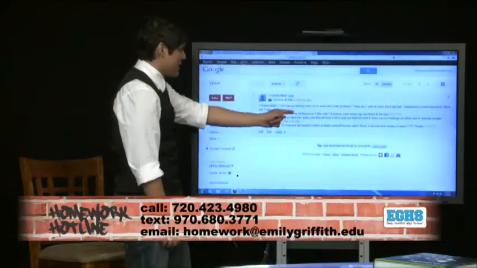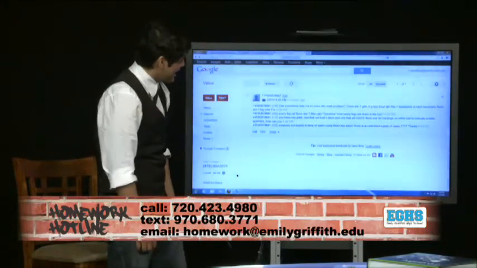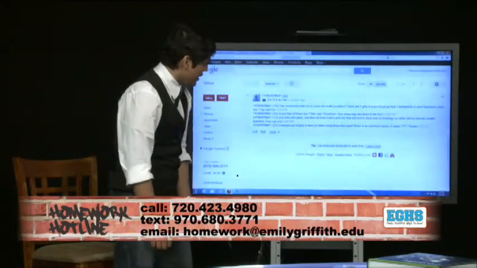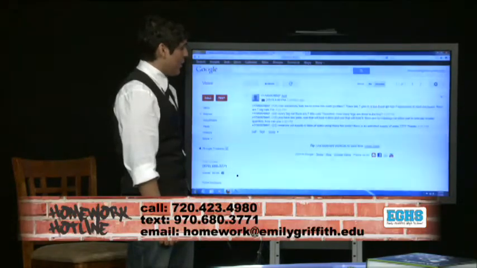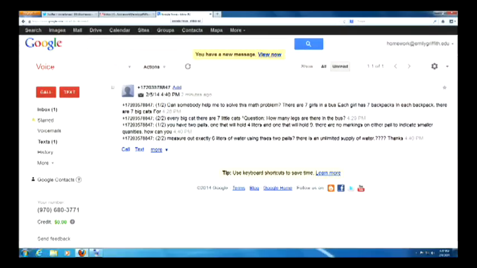Well, yet again, from the person who has no respect for cats, we have a question that reads: you have 2 pails, one that will hold 4 liters and one that will hold 9 liters. There are no markings on either pail to indicate smaller quantities. How can you measure out exactly 6 liters of water using these 2 pails? There's an unlimited supply of water.